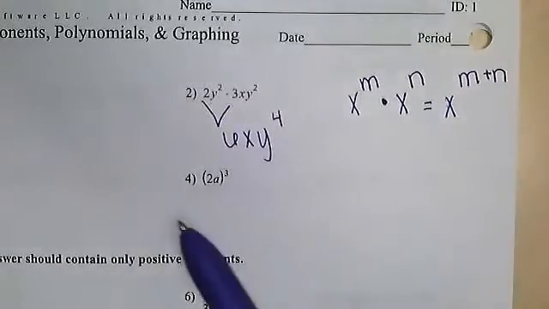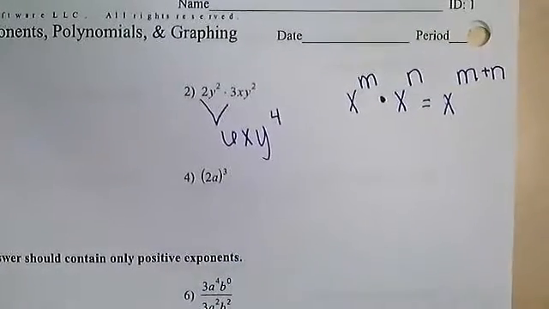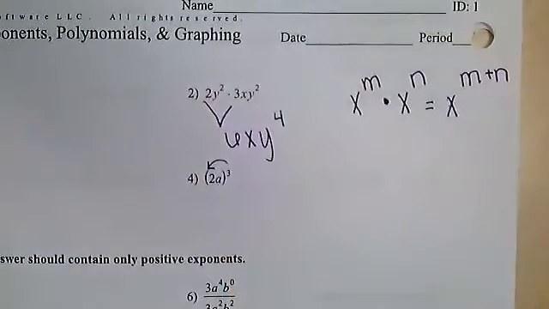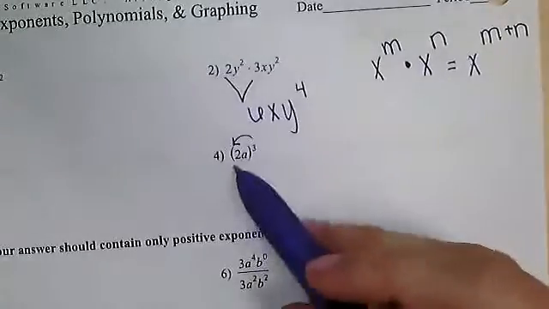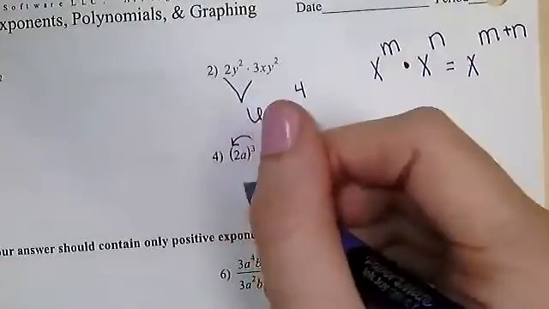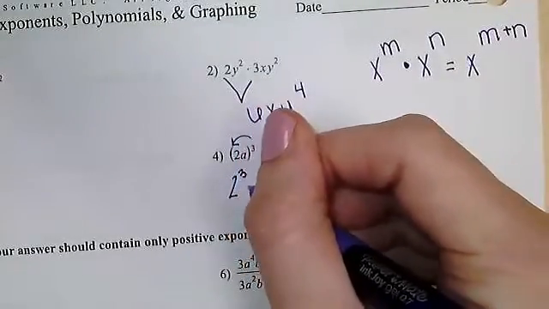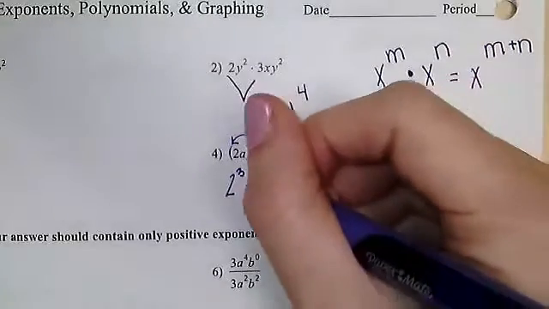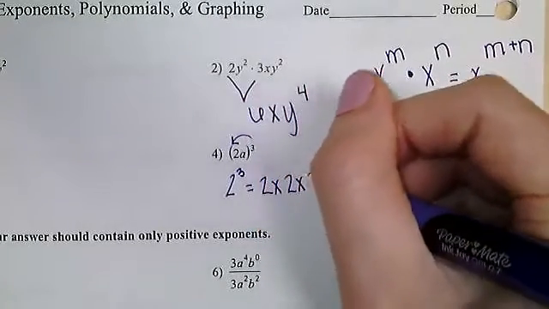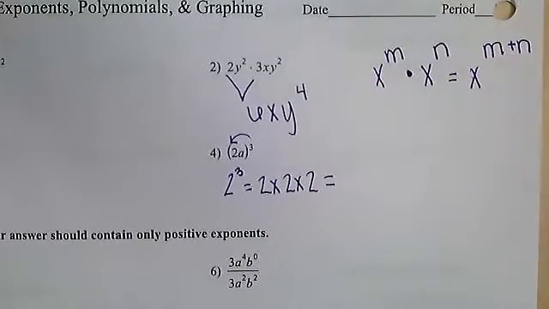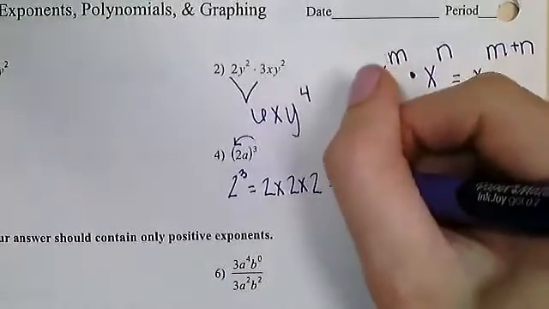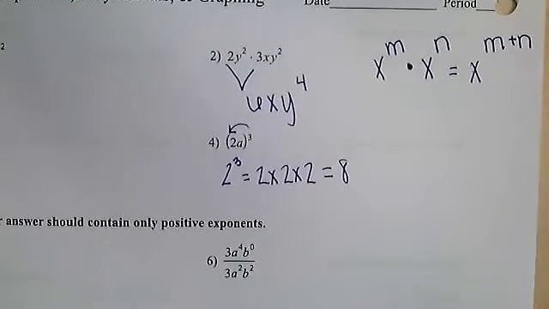Okay, so number 4 has a parenthesis. For this one, you want to think of distributing the power. At first we have 2 to the 3rd power. Does anyone know how to calculate that or what that means? That would be 2 times 2 times 2. Good job. 2 times 2 times 2. Really close, a little bit higher. Perfect.